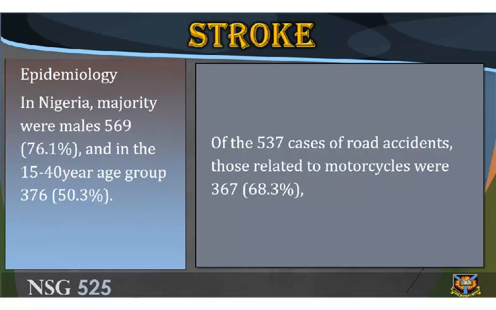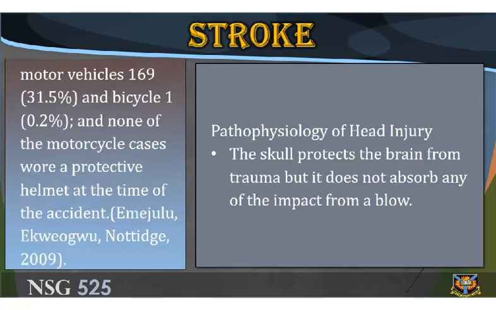Epidemiology. In Nigeria, the majority were males, 569, 76.1%, and in the 15 to 40 year age group, 376, 50.3% of the group. Of the 537 causes of road accidents, those related to motorcycles were 367, 68.3%, motor vehicles 169, 31.5%, and bicycle 0.2%. And none of the motorcycle cases wore a protective helmet at the time of the accident.